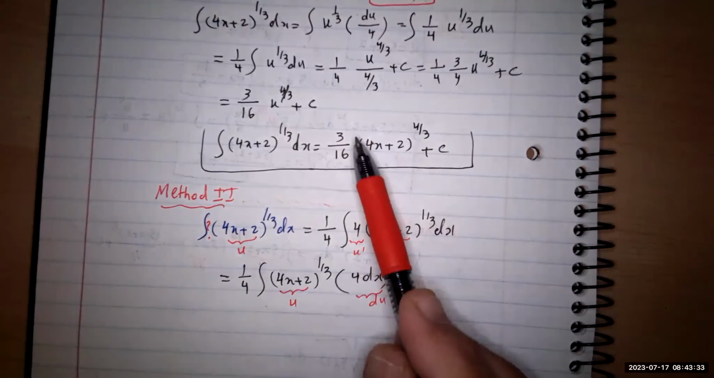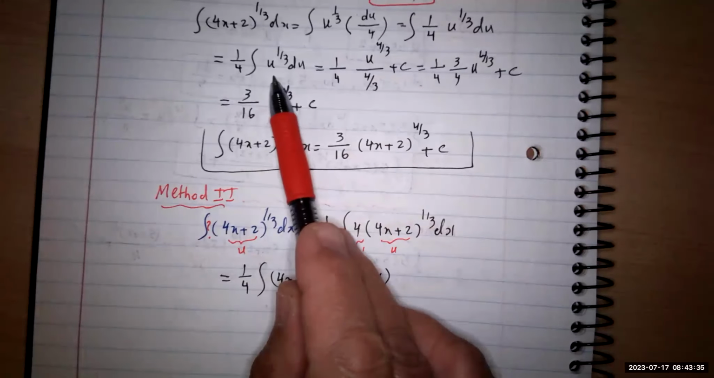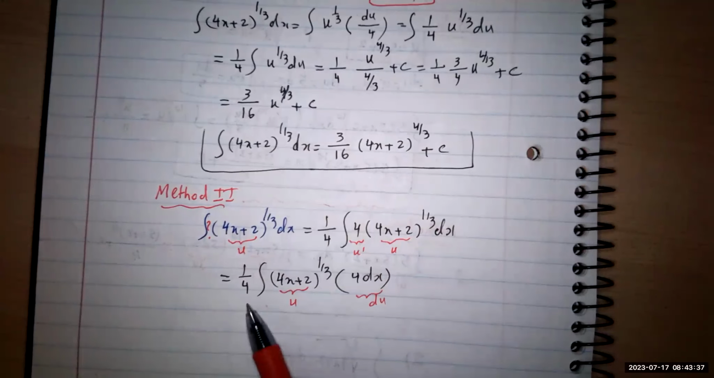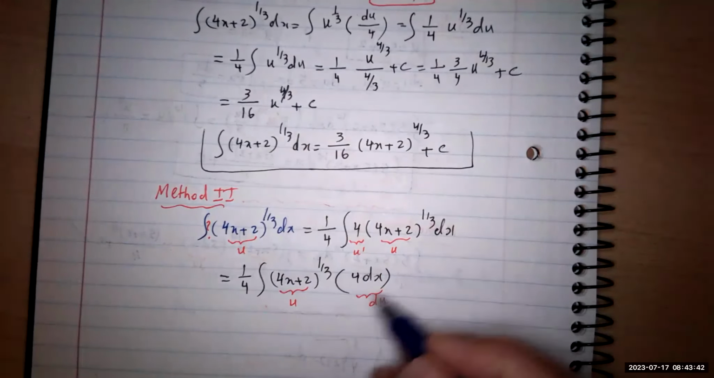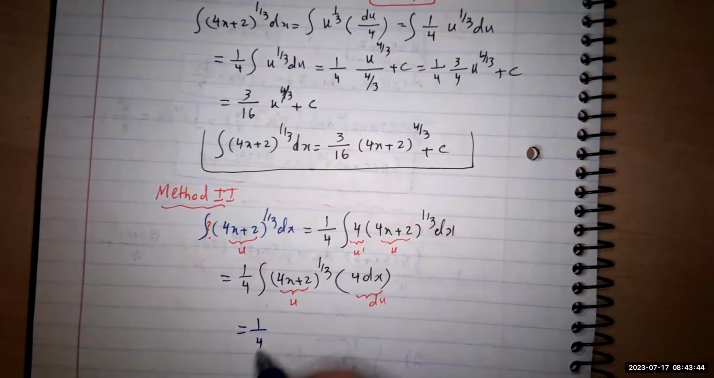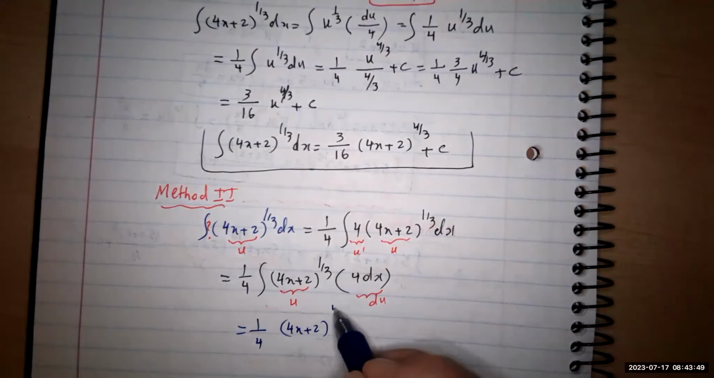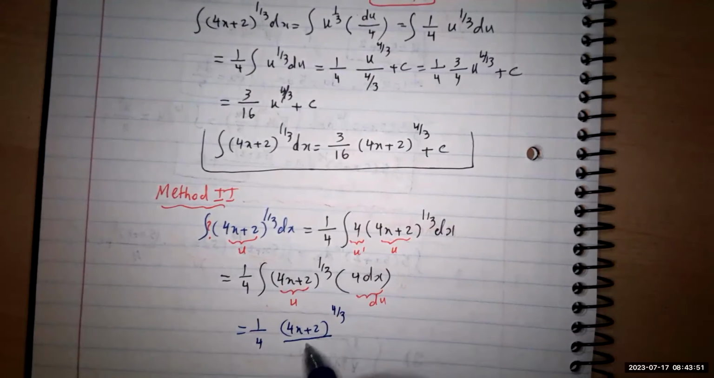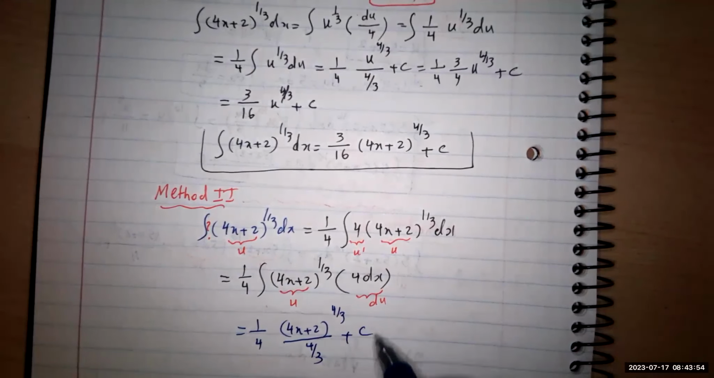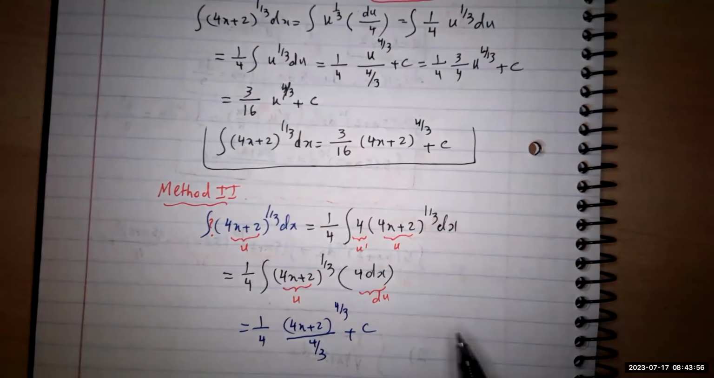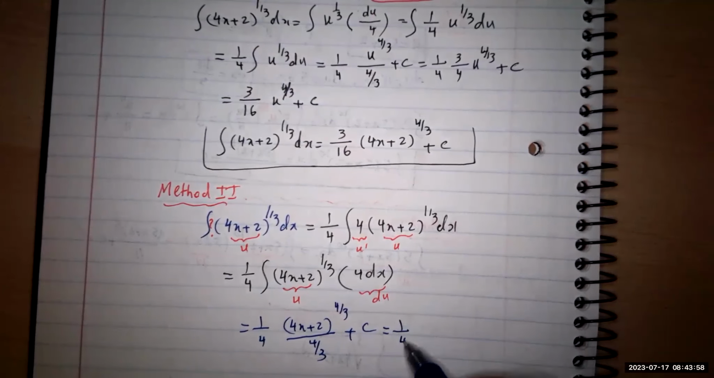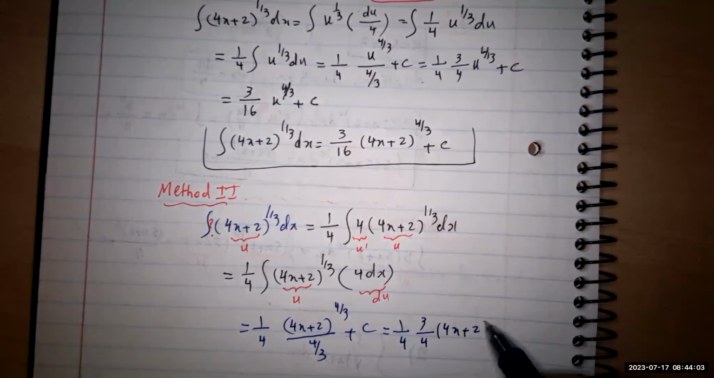So you arrive, you get quickly this part that you got here. So you have a quarter, and this is u to the 1/3. Action of integration, you just add the power. So it's going to be a quarter u, 4x plus 2 to the 1/3 plus 1, 4/3 over the 4/3 plus the constant c. Use the reciprocal and simplify it. So it's going to be a quarter. That gives you 3/4, 4x plus 2 to the 4/3 plus the constant c.